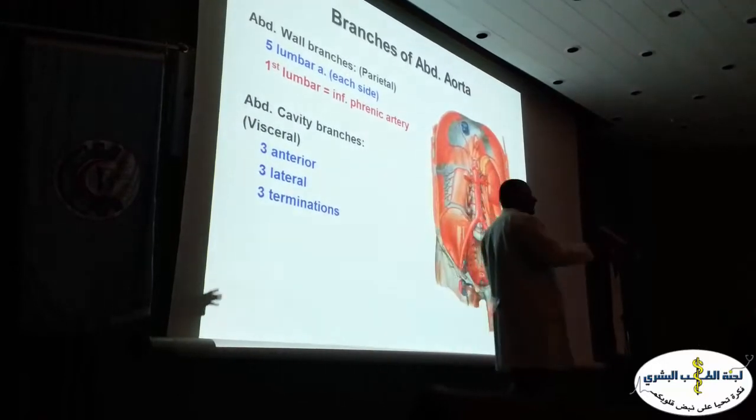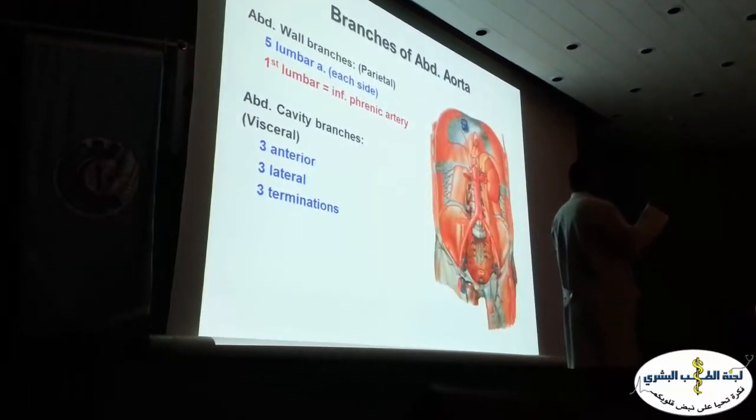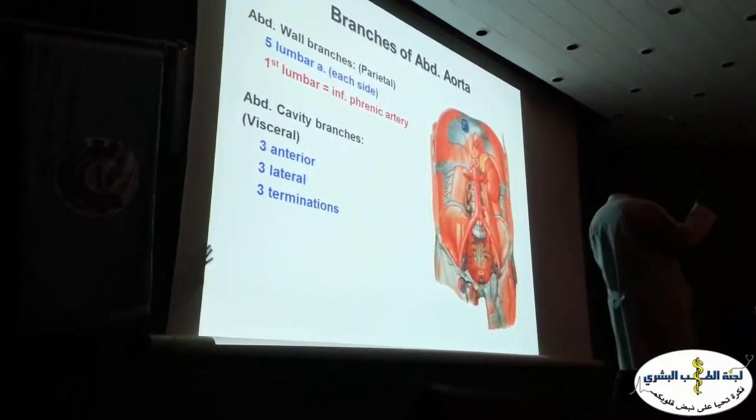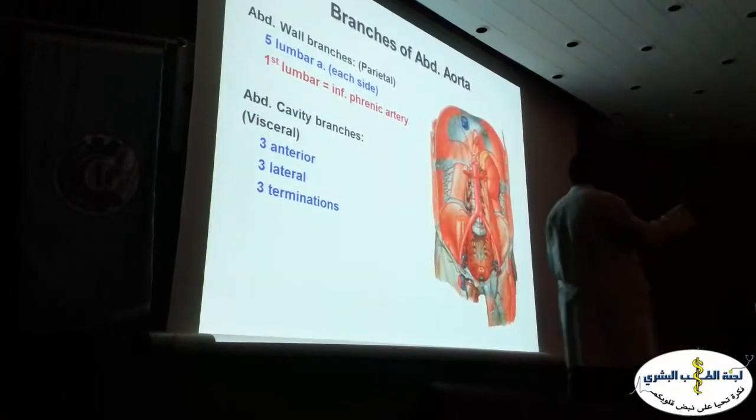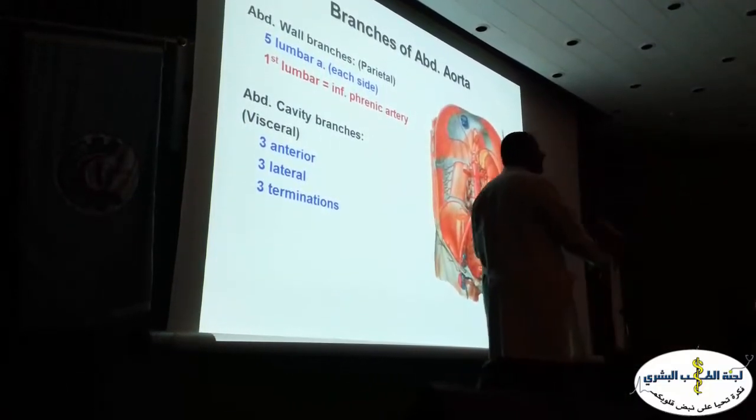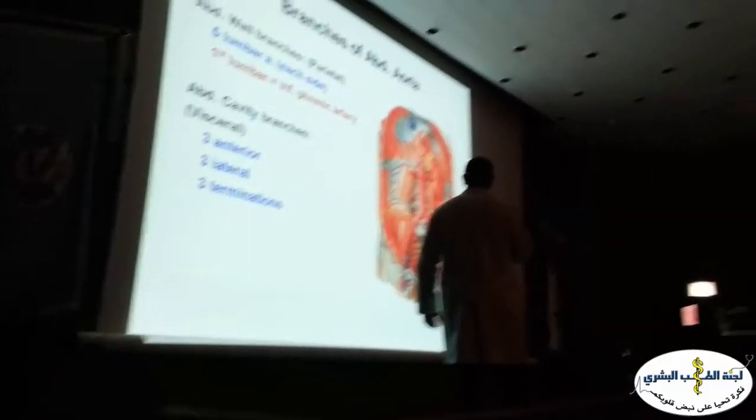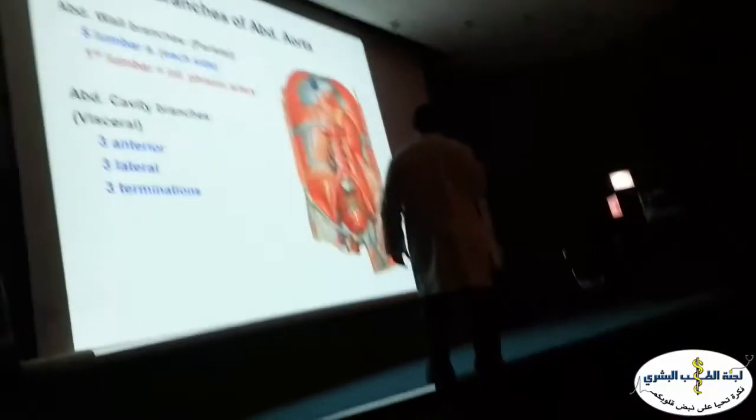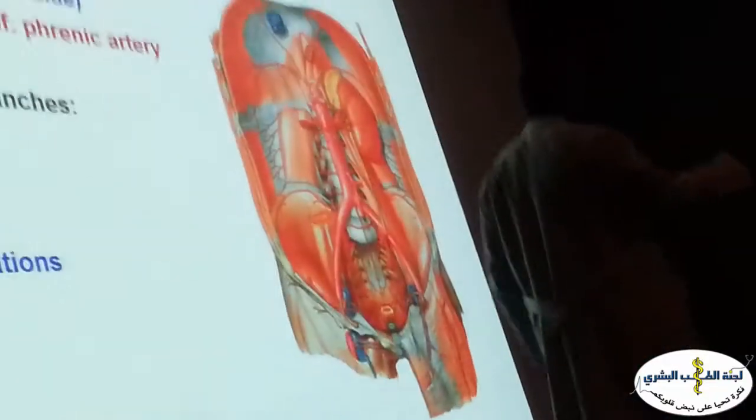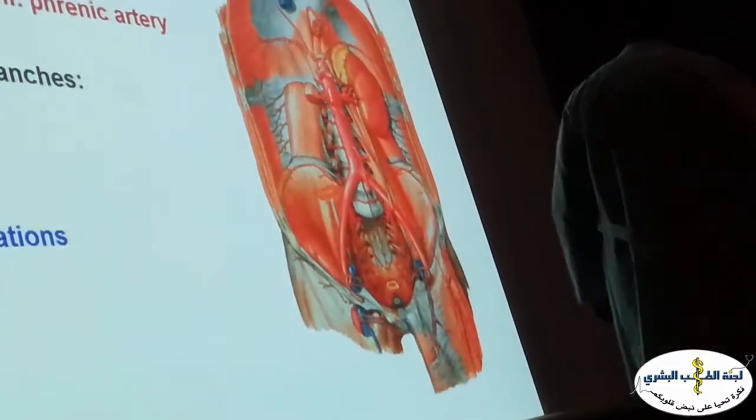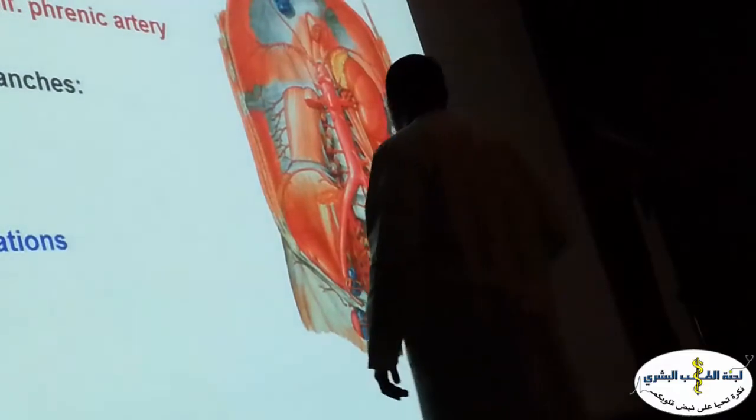But just remember, if we speak about the abdominal aorta, 5 lumbars, okay, and the rule of 3 inside. We have 3 laterals, 3 anteriors, and 3 terminations. The 3 terminations, we spoke about them. The 2 common iliacs and this one in the middle, median sacral. It's on the sacrum, okay? So the median sacral. So we have 2 common iliacs and median sacral.